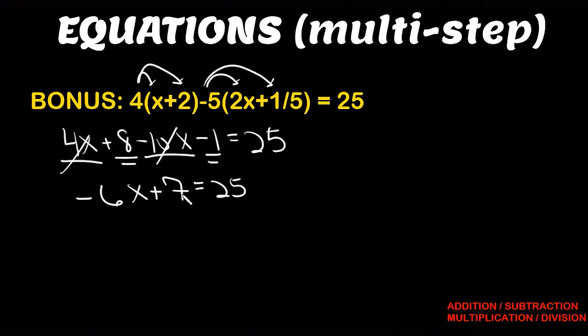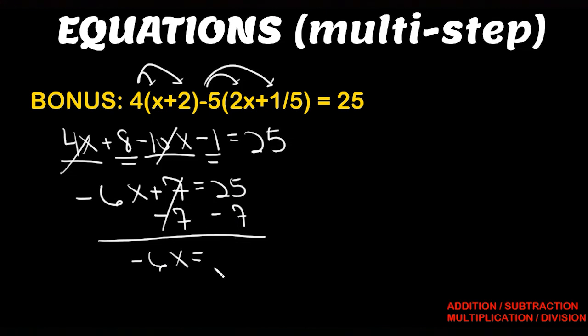Okay, what do we do from here? Well, I have to minus 7, right? Just like we were doing before. Okay, this will cancel. Here I get negative 6x equal to 25 minus 7. I'm going to get positive 18 there. So positive 18. And now my last step, I have to get rid of this negative 6.